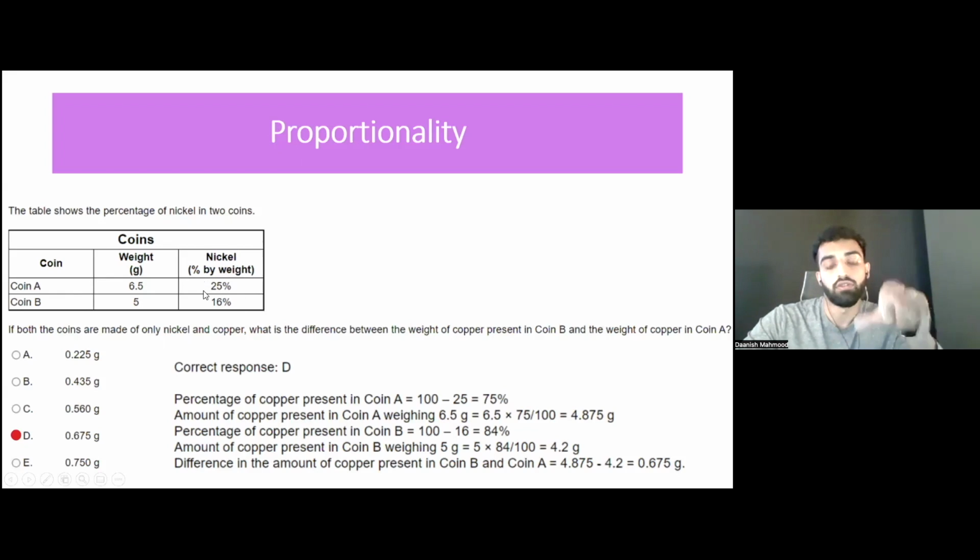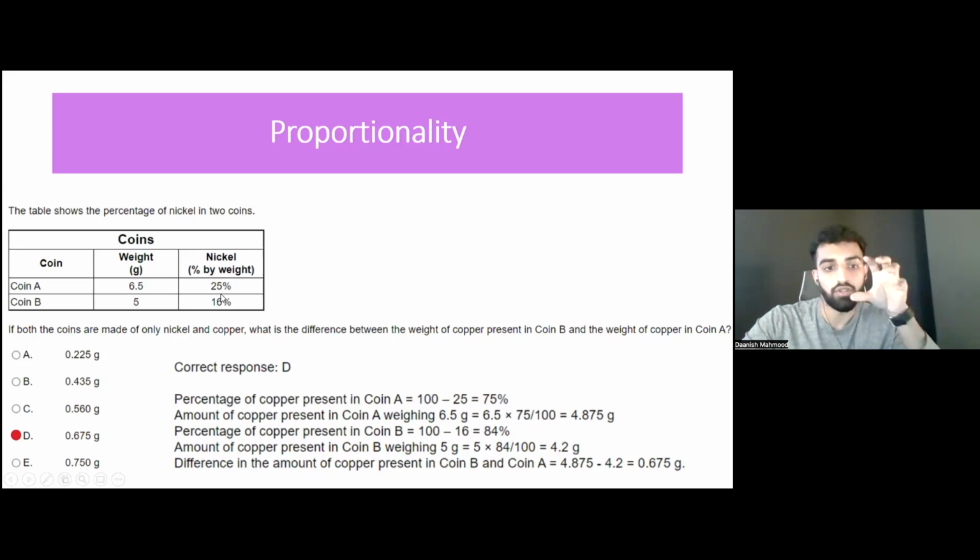So you need to do the rest of it, because the coins are made of nickel and copper. So you do 75% for coin A, take away 84% for coin B. That's because this is telling you nickel and you want to know about copper, because the question says weight of copper present in coin B and copper in coin A.